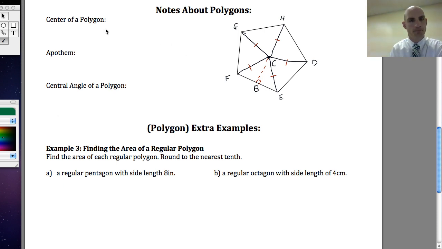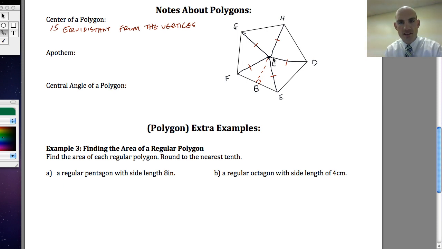The center of a polygon is equidistant from the vertices. And so this center here, if I draw a line to each of the vertices, that tells me that all of those lines from the center to the vertices are congruent, as you see I've marked them with congruent marks, and that center is in the very middle.